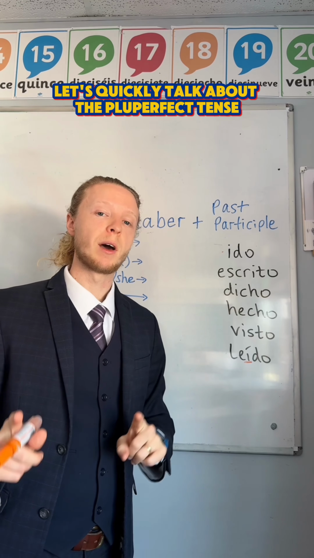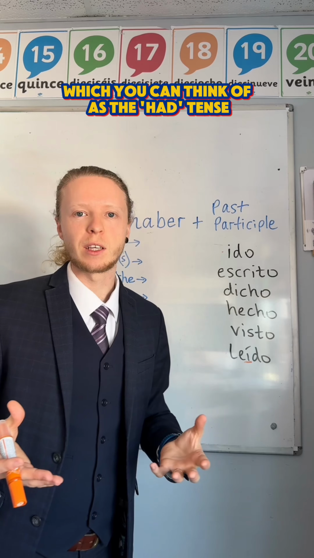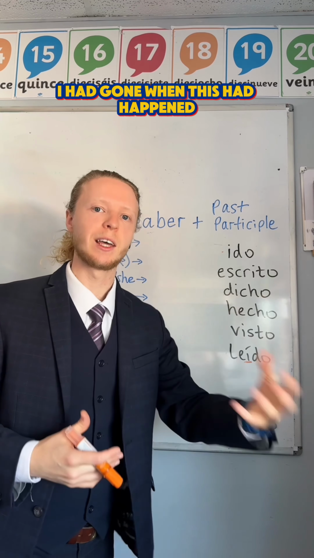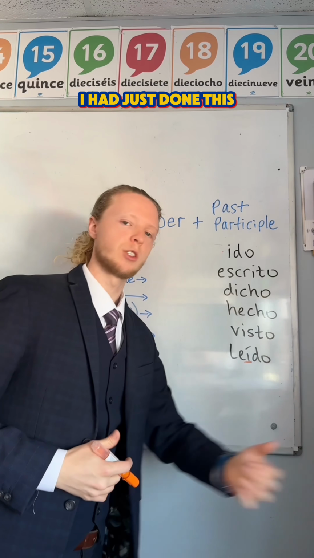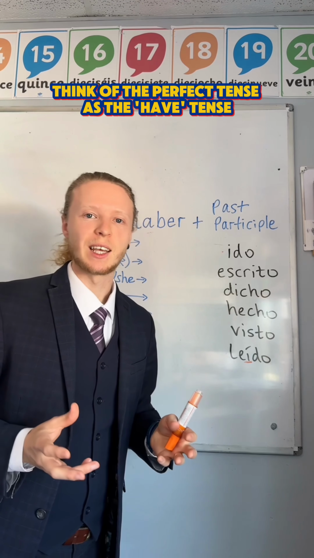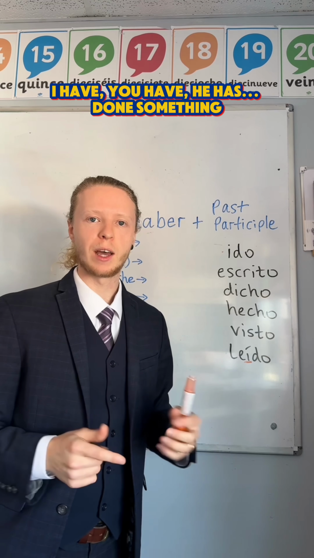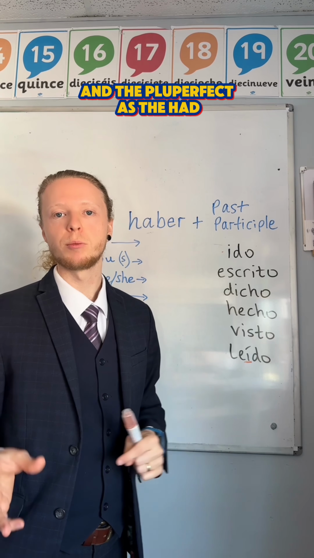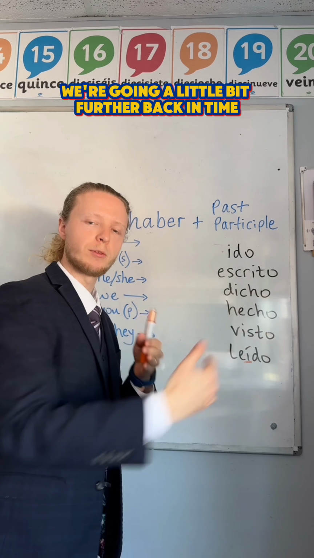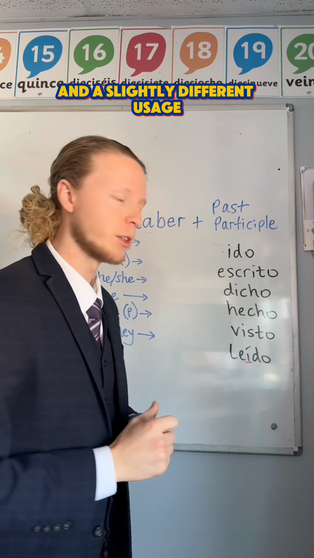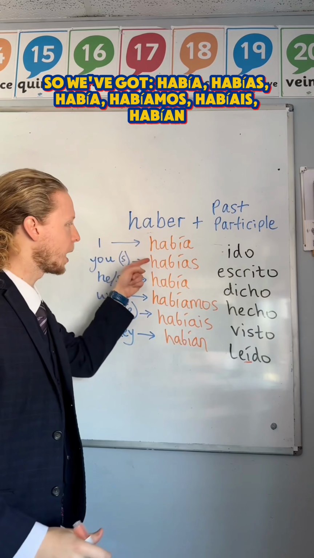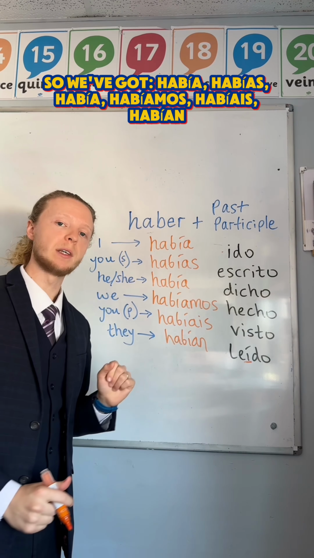Let's quickly talk about the pluperfect tense, which you can think of as the had tense. I had gone. When this had happened, I had just done this. Think of the perfect tense as the have tense: I have, you have, he has done something. And the pluperfect as the had. We're going a little bit further back in time and a slightly different usage. So we've got había, habías, había, habíamos, habíais, habían.